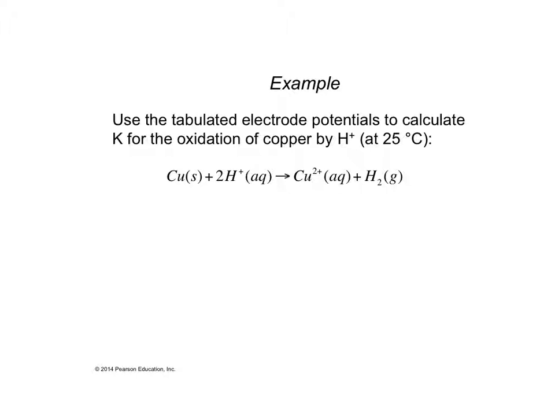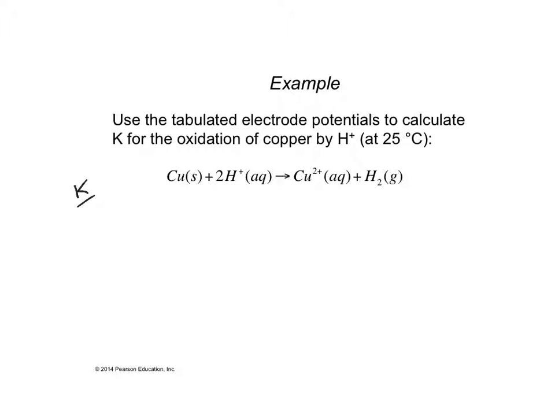Okay, so I'm going to go ahead and do this example. I skipped it in class and I wanted to go back and go through it. In this type of problem, we're going to be using our standard reduction potentials, our standard tabulated electrode potentials, to calculate the equilibrium constant for whatever reaction they're presenting us with, right? So again, we're looking for K, right?